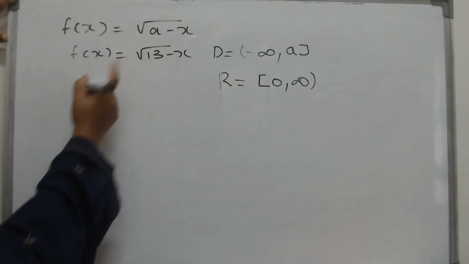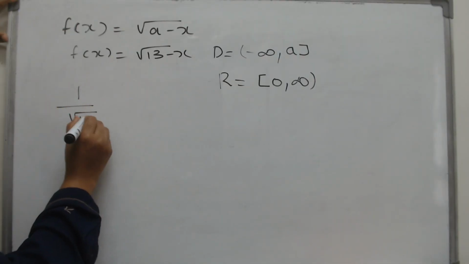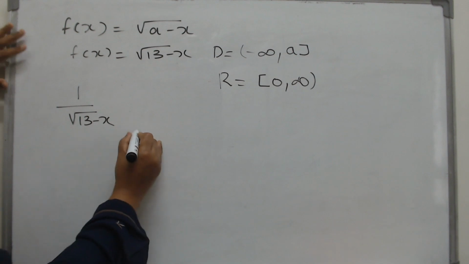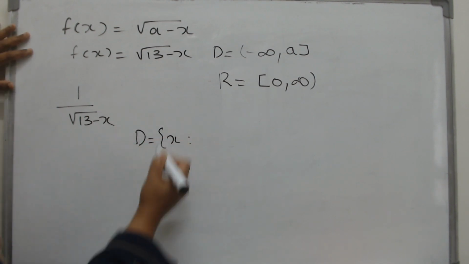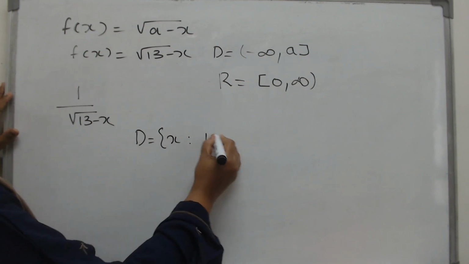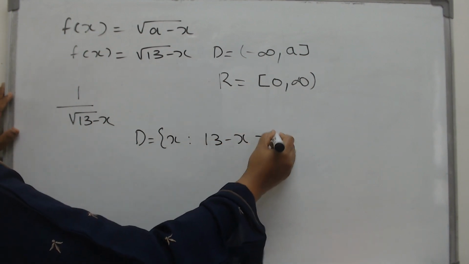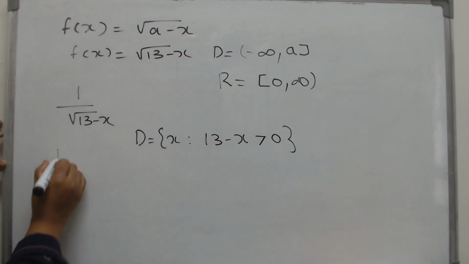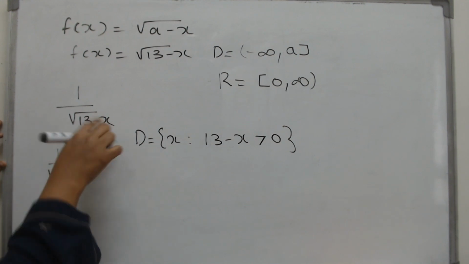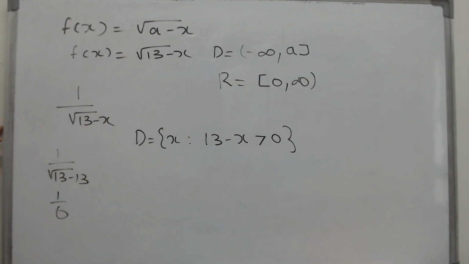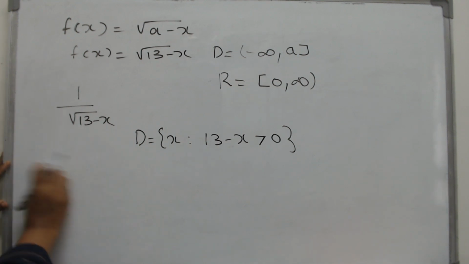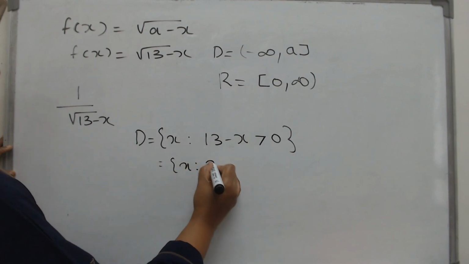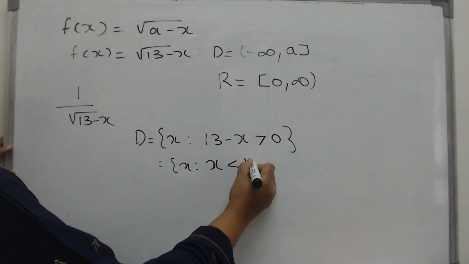Now, the same thing, if it comes in the denominator, then what happens? A very small but very important difference. Your domain has to be the collection of all of those x for which 13 minus x is strictly greater than 0, not strictly greater than or equal to. Why is that? Because if your x happens to take the value 13, you will have 1 by 0 which you cannot have. So it is a strict inequality, or in other words, it is a collection of all of those x where x is what? Less than 13.